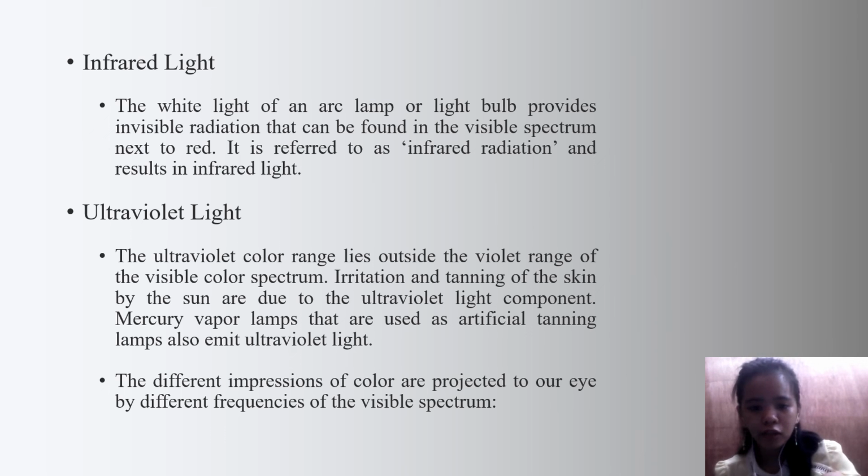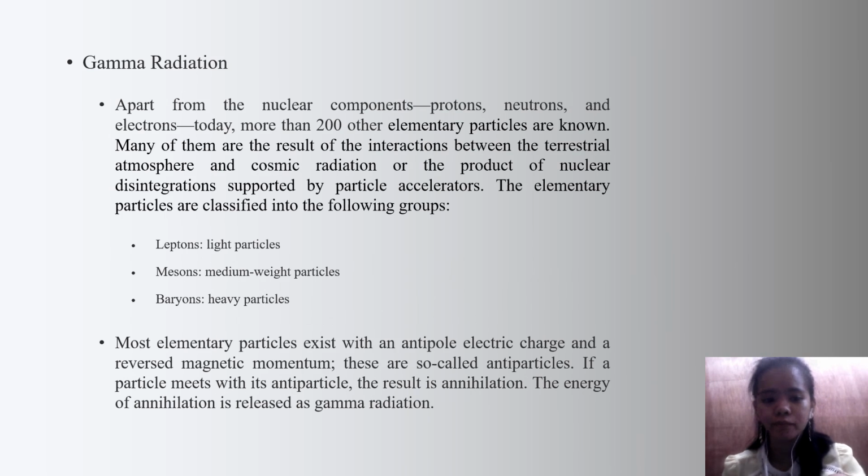Ultraviolet light. The ultraviolet color range lies outside the violet range of the visible color spectrum. Irritation and tanning of the skin by the sun are due to the ultraviolet light component. Mercury vapor lamps that are used as artificial tanning lamps also emit ultraviolet light. The different impressions of colors are projected to our eye by different frequencies of the visible spectrum.